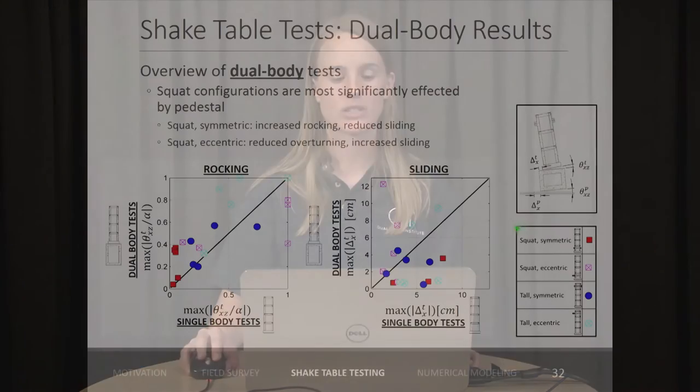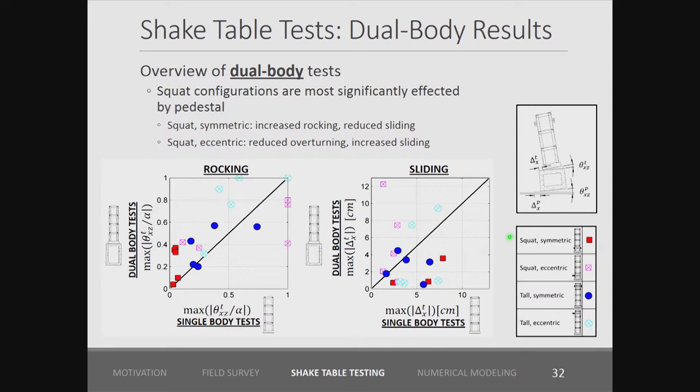So first, referring to the squat symmetric, or the red square marker, with a fairly low height to the center of mass. Referring first to the rocking demands, we can see a very significant and a steep increase in terms of these rocking rotation, again, emphasizing a likely mode shift where the single body system has already been observed to be quite sliding dominated. And this makes sense given the fact that this system center of mass is now going to be quite taller as a dual body system.